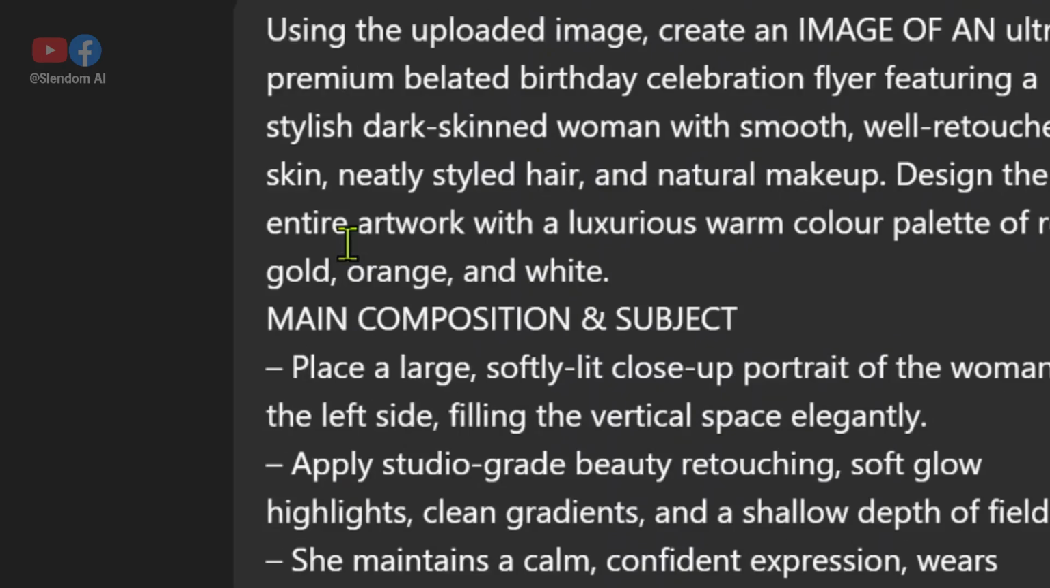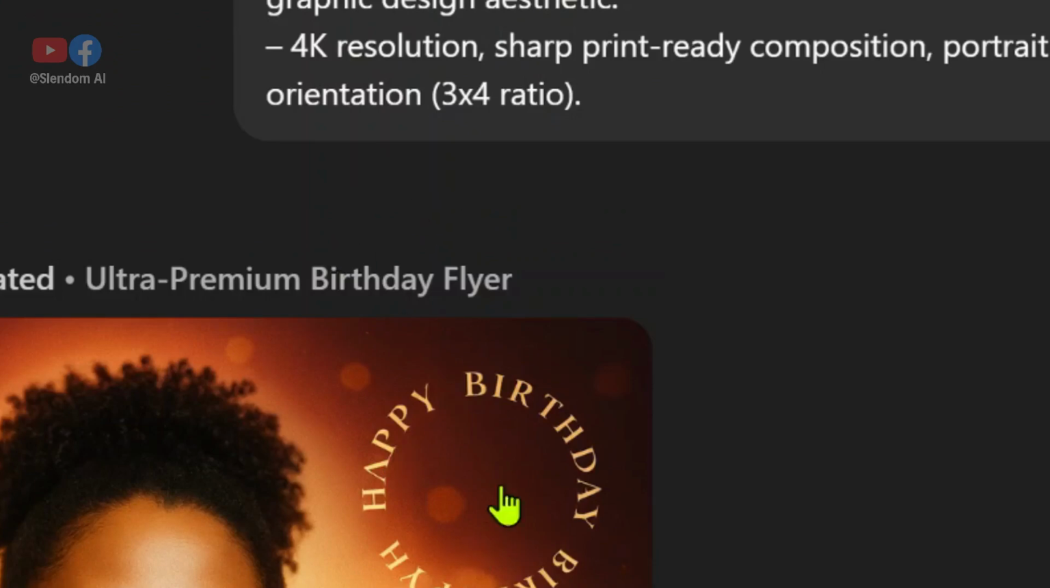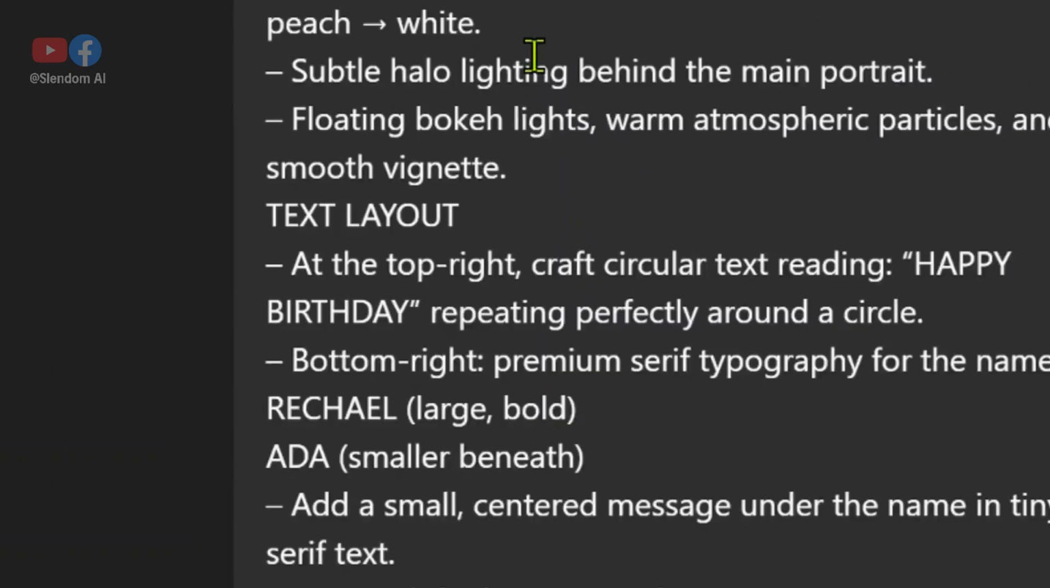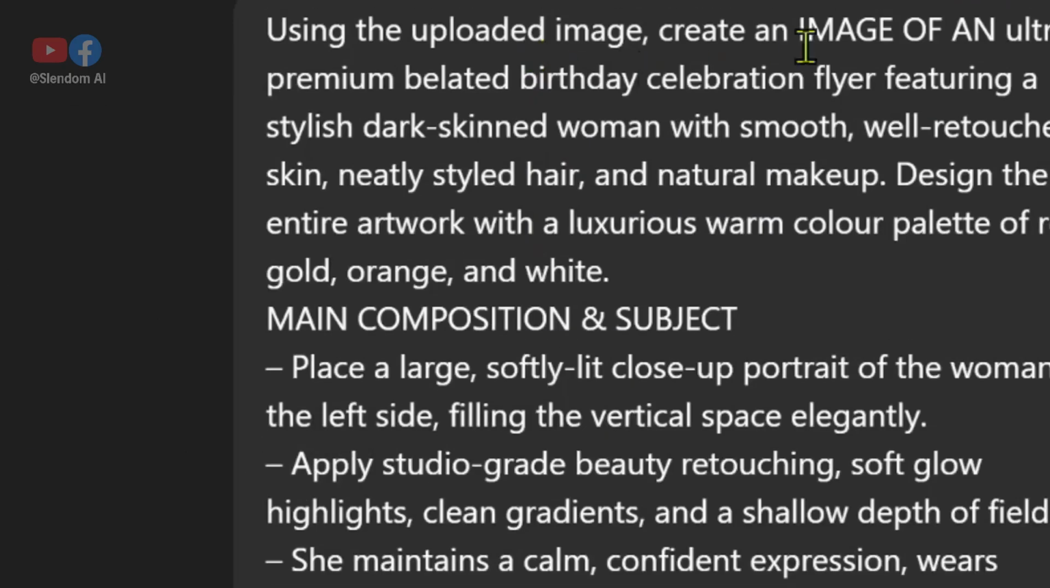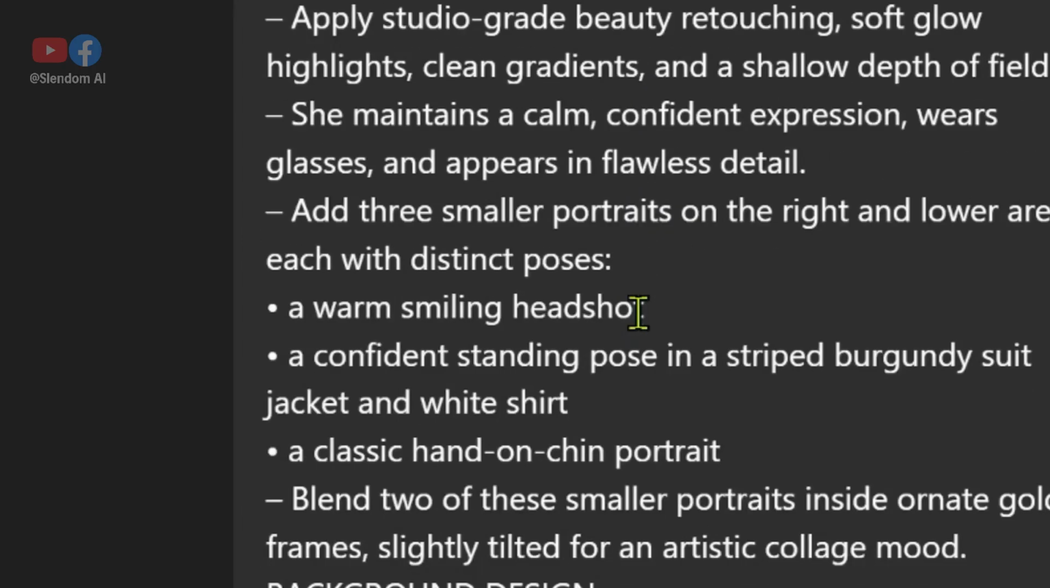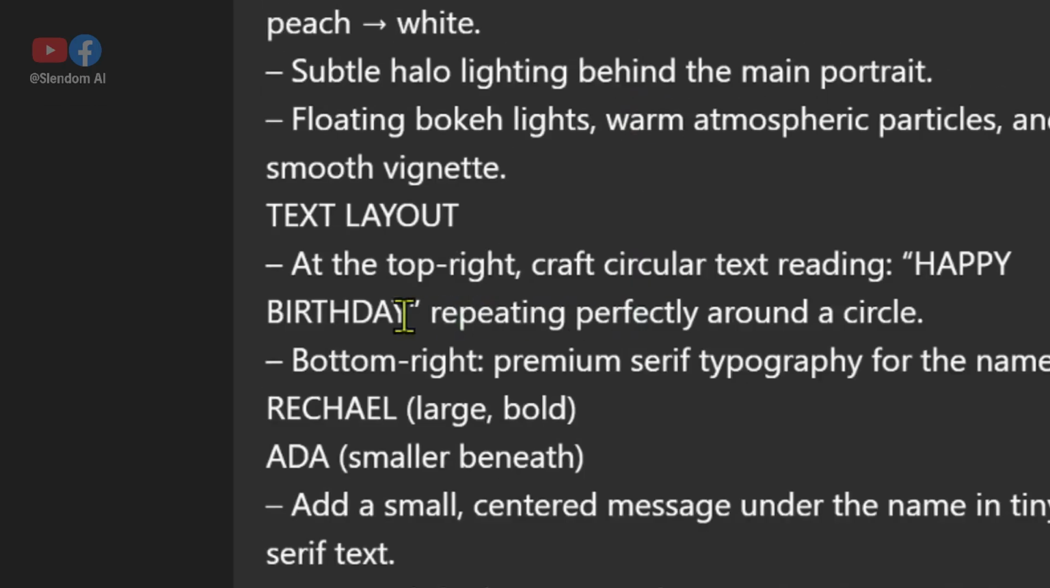As for this other one that it didn't get, on top here, you can try again. By the time you try it again, it may give you what you want. And here, you look for the place where it says that the text should be round. That is where the problem is coming from. You say at the top right, craft circular text reading happy birthday. So that is where the issue is. So if you try maybe like 2 times and it's still giving you the same thing, remove circular and just say craft a bold text reading.